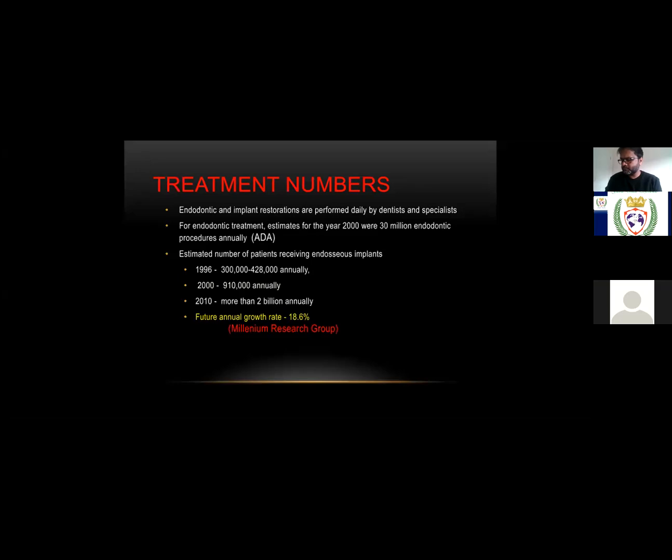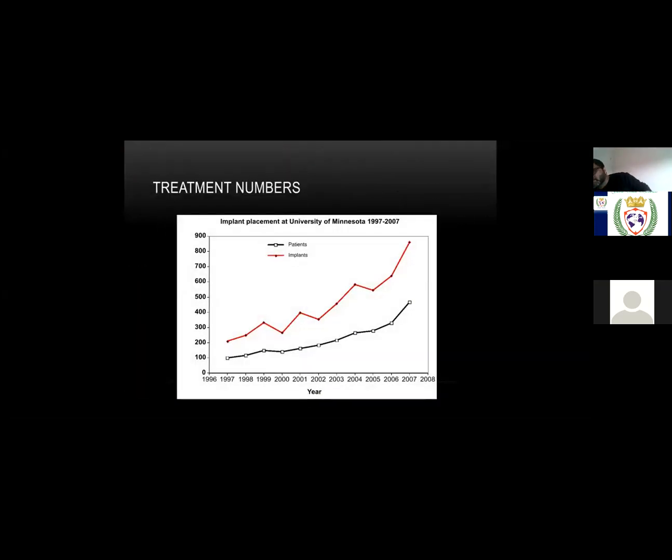So in 2010, they said the future growth will be around 18.6% annually. So that's how, in 2020, we see a lot of dentists are considering implants for treating the missing teeth. So in this graph, we can see the number of patients versus number of implants placed. So annually, year by year, we can see the growth in terms of number of patients and also number of implants, which have been growing annually.